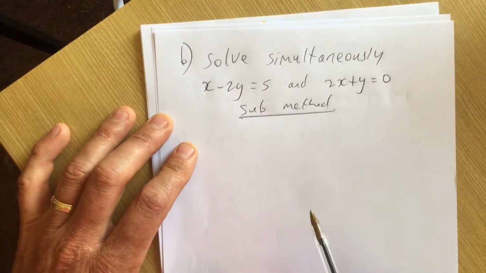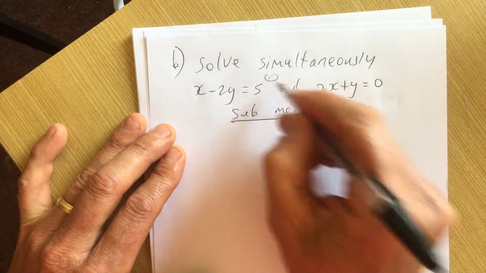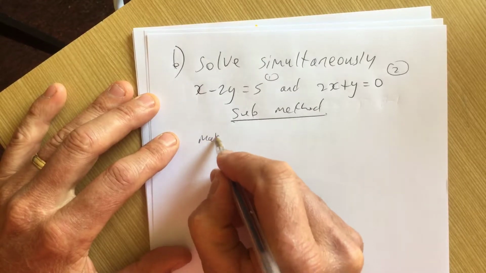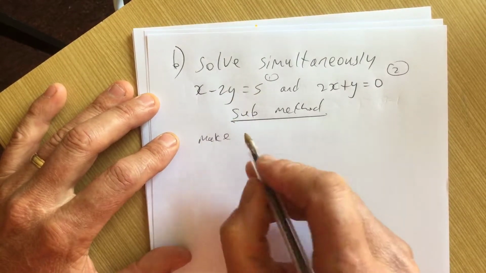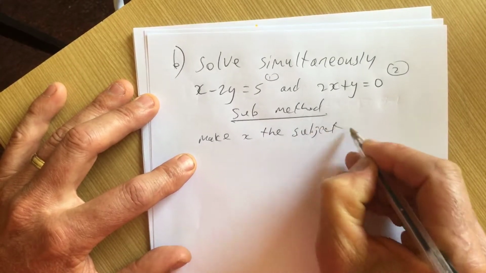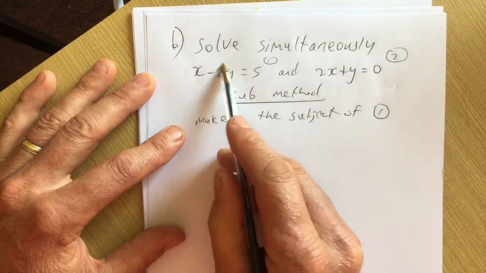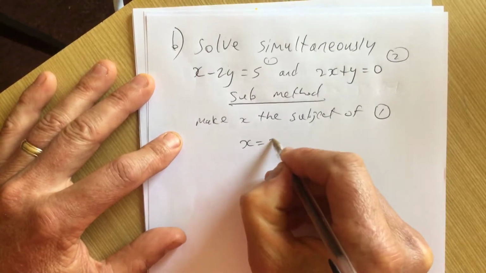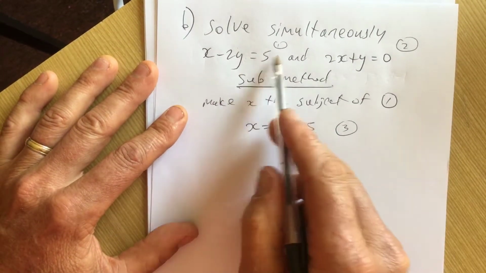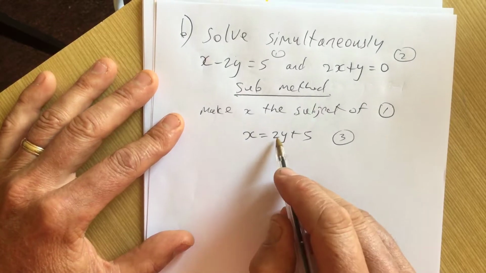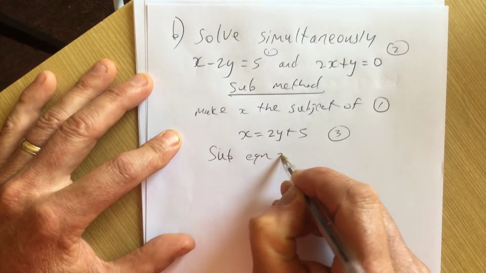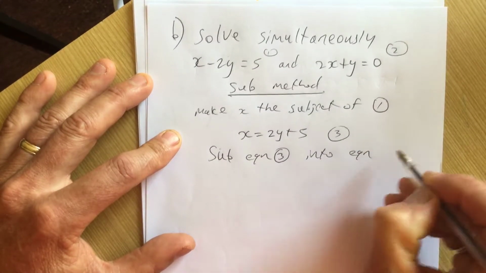So that means make x or y the subject of one of these equations. I'm going to make x the subject of the first one, because x is already on its own here, so I'm just going to move the 2y over the other side. Make x the subject of equation 1. So that goes over there, and you get x equals 2y plus 5. And that is equation 3. I'm going to call it that, it's really just equation 1. So I'm going to sub that into equation 2.